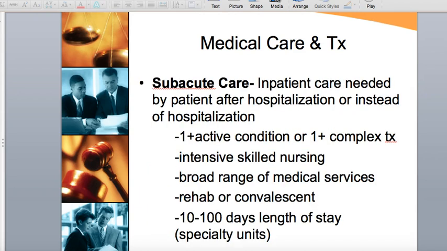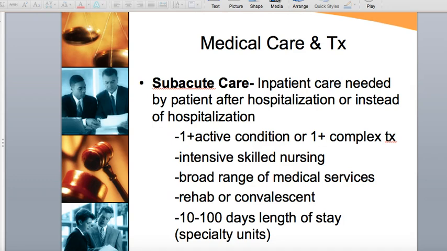Another level of service intervention is subacute care, and this is inpatient care needed by patients after hospitalization or instead of hospitalization. In order to qualify for this level of care, a patient needs to have at least one or more active conditions, or a need for one or more complex treatments.